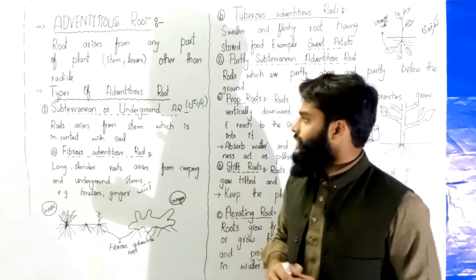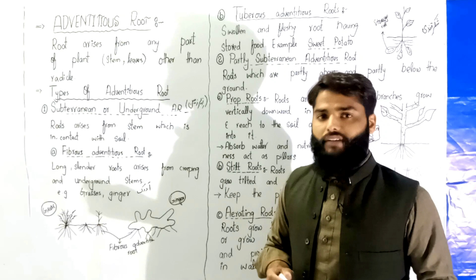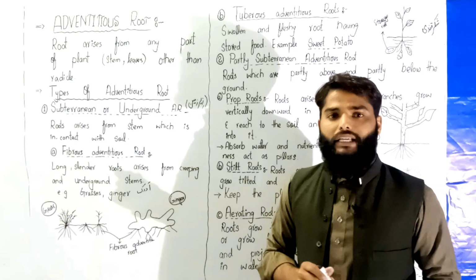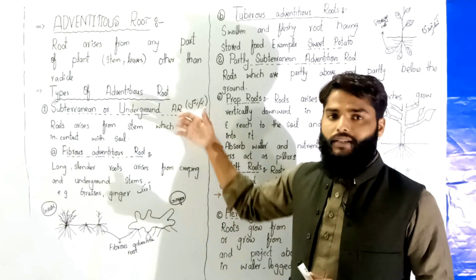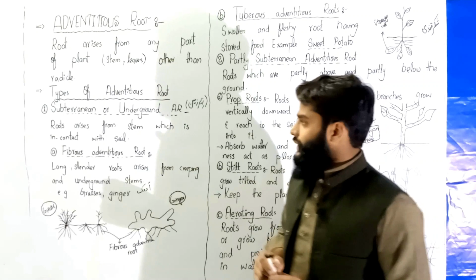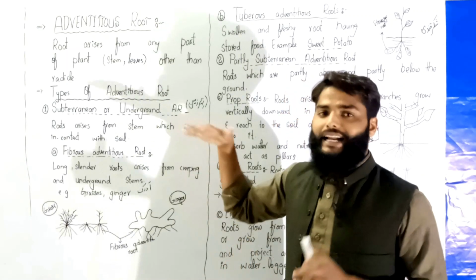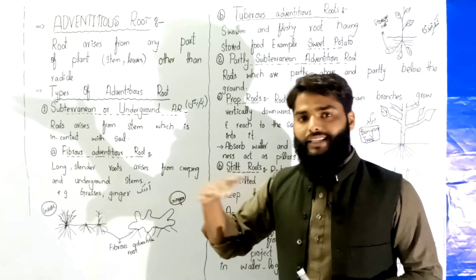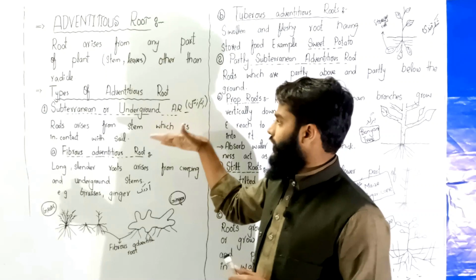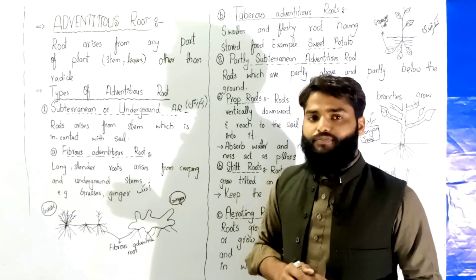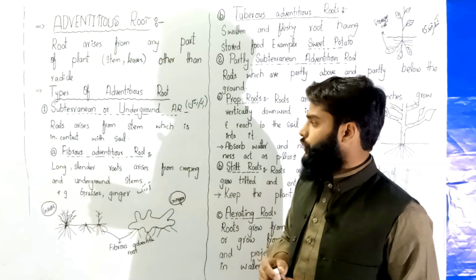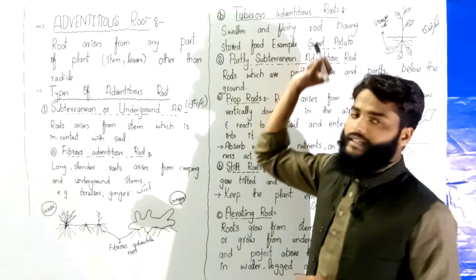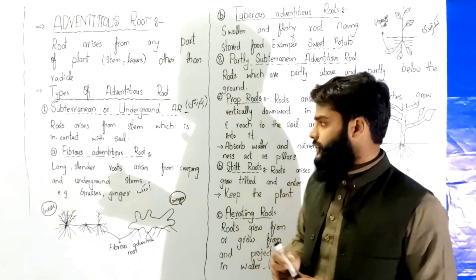The first type is subterranean or underground adventitious root. If we look at the Urdu meaning of subterranean and underground, it means zere zameen, meaning below the ground. So these are the adventitious roots which arise from the stem, that stem which is in contact with the soil. This subterranean or underground adventitious root is further divided into 2 types. The first is the fibrous adventitious root and the second one is the tuberous adventitious root.